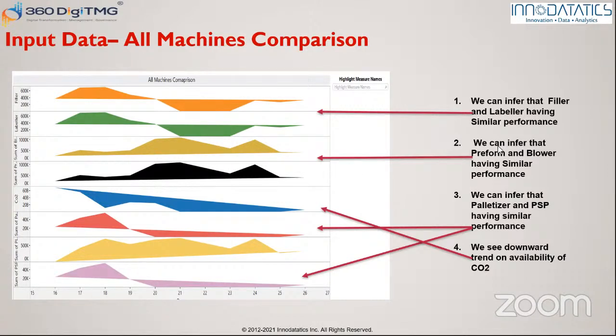The same with the blower and preform. These are two stages, two machines, and we can see there's a similar trend with these two machines as well. And we can see CO2 has a downward trend. This is something we can observe about how the machine is performing. Then there are two other stages with a similar performance. This is just to see the overall performance of all the machines on the same slide or the same dashboard. Right. Then moving to the next slide.